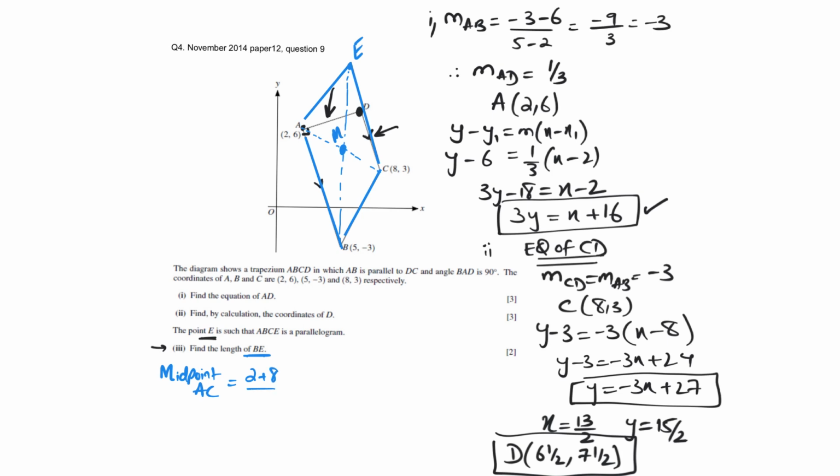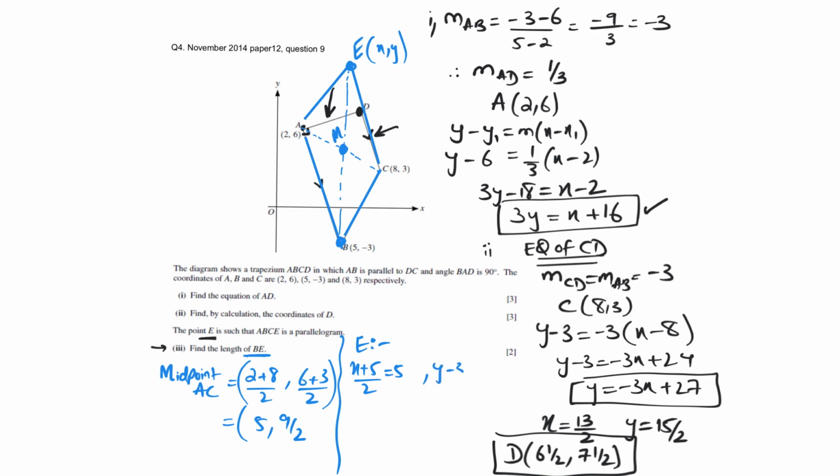(2 plus 8) over 2, (6 plus 3) over 2. So you get (5, 9/2). So if you know the midpoint and the coordinates of B, you can find the coordinates of E. So let's say the coordinates of E are (x, y). So (x plus 5) over 2 would be equal to 5, and (y minus 3) over 2 would be equal to 9 over 2. So x comes out to be 5 and y comes out to be 12. So E's coordinates are (5, 12), and then you can apply the distance formula.